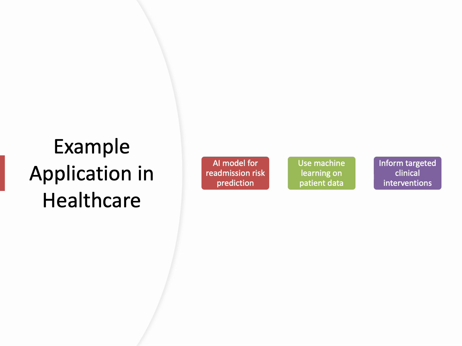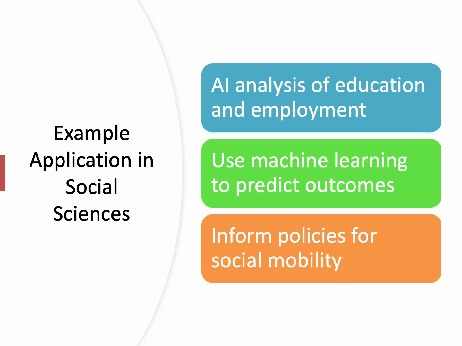This slide transitions to an example in social sciences, where we'll apply AI to a societal issue, complementing our healthcare focus. Following our healthcare example, let's examine an AI application in social sciences research, analyzing education and employment outcomes.